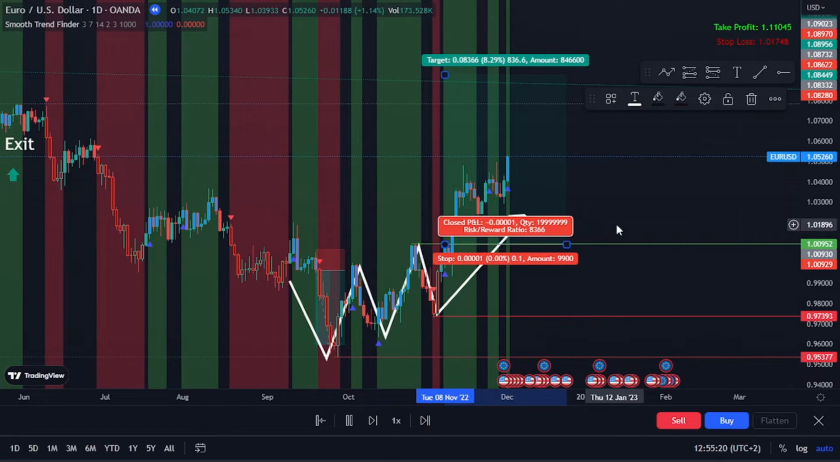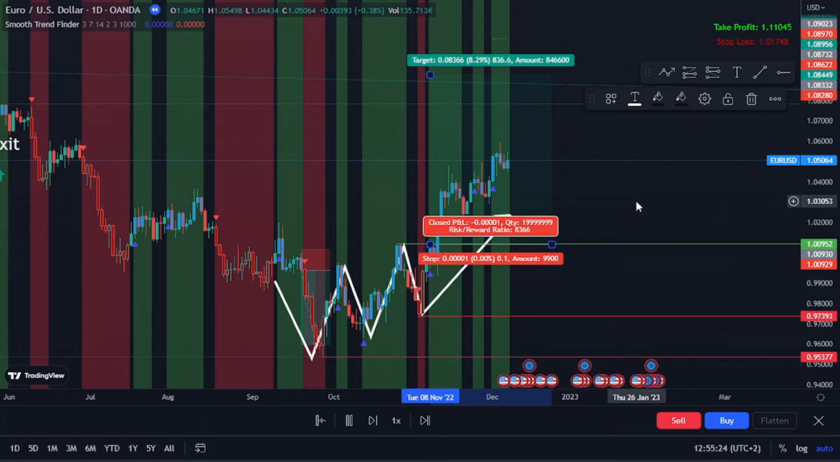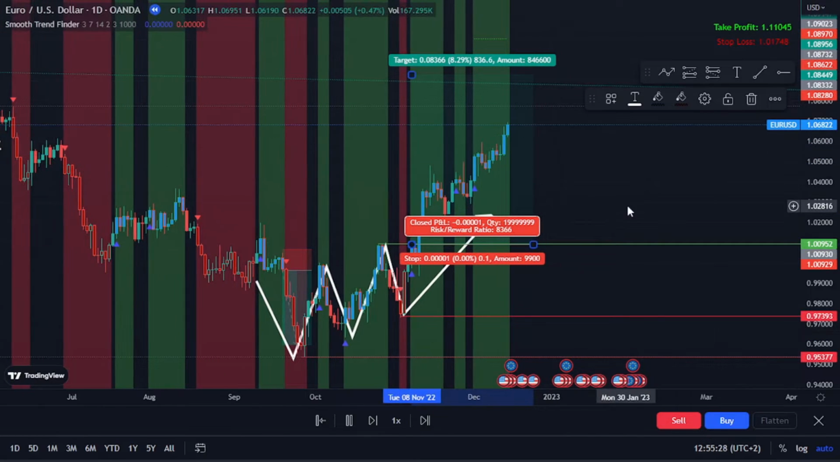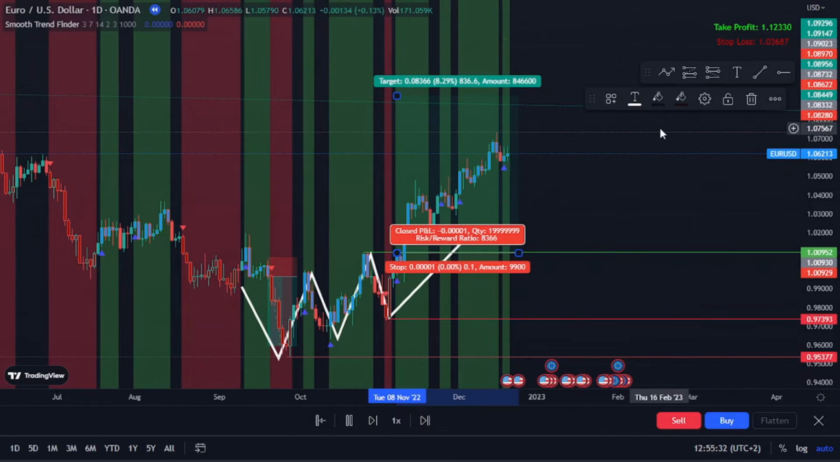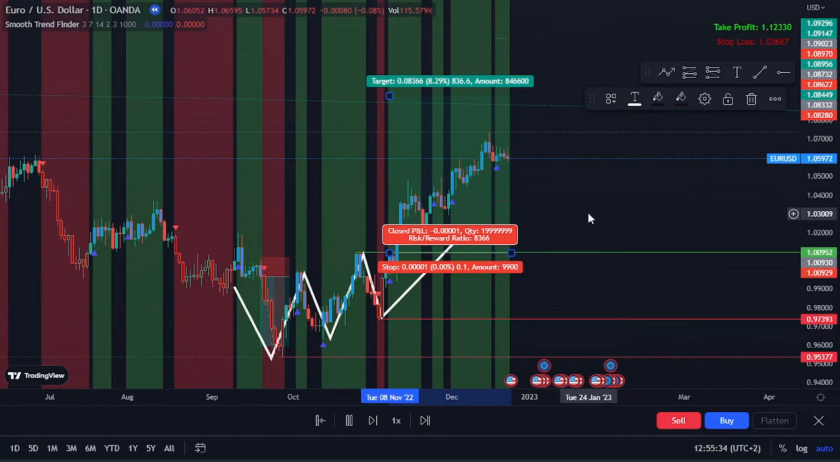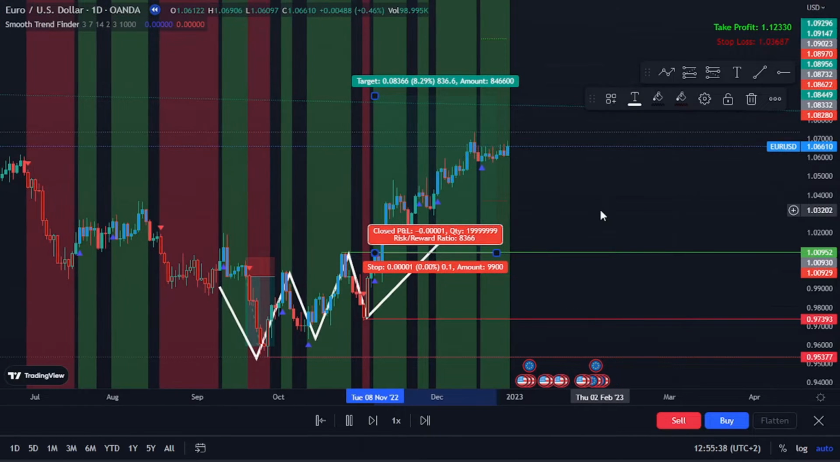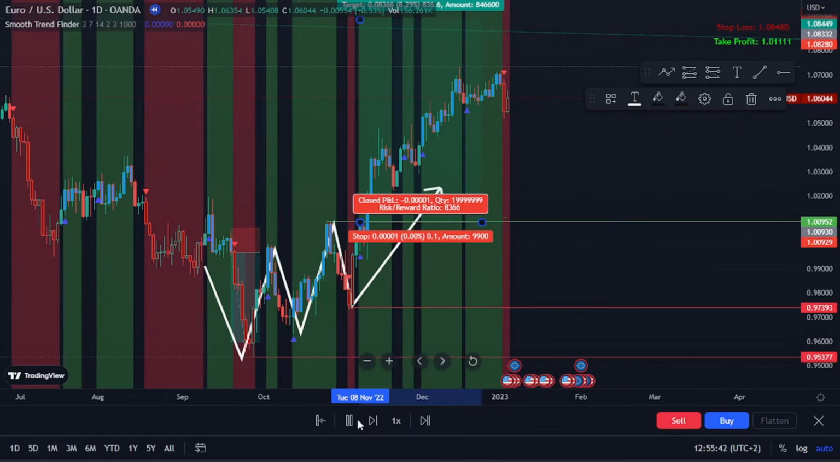Then you can either move your stop loss to break even and use a trailing stop for your profits, or you could potentially wait for an exit signal from the Smooth Trend Finder, telling you the trend is changing by using its proprietary triple confirmation algorithm. What all of this means is fewer false signals for the trade and more profits.